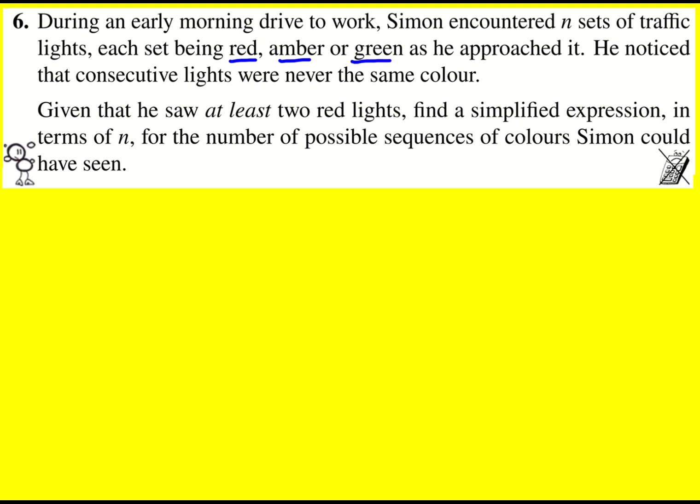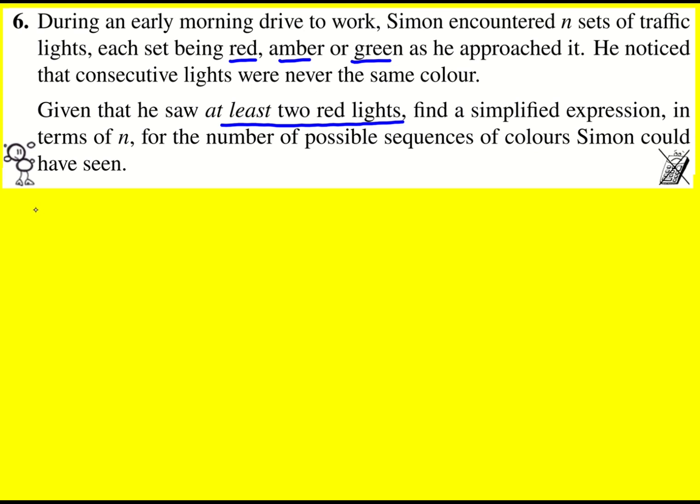The thing that makes this question tricky is that we are told an extra condition: there are at least two red lights. And that actually complicates things, because if there was no restriction, it would be really simple. Well, I say simple, if you understand arrangements and so on, it is relatively simple. I'll talk about that in a minute. But the fact that there's at least two red lights complicates things a little bit. And we're asked for a simplified expression in terms of n for the number of possible sequences.